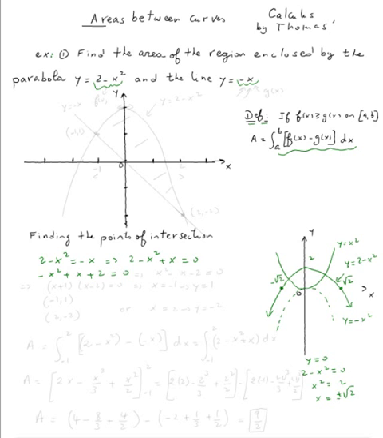If we don't want to use the quadratic formula, let's see if we can factor. Multiply the whole thing by negative 1. It's going to give us x squared minus x minus 2 equals 0. Now that's easy to factor. If you factor it, you'll get x plus 1 times x minus 2, which means x is equal negative 1, or x is equal 2.